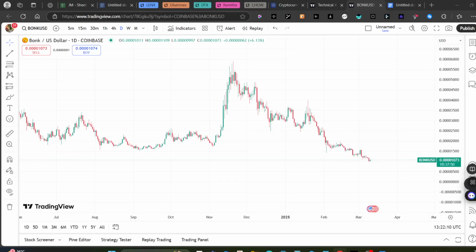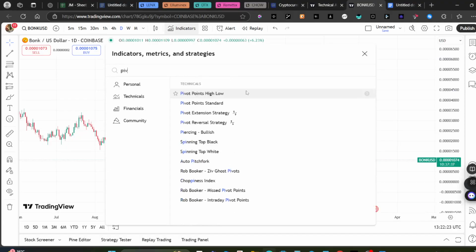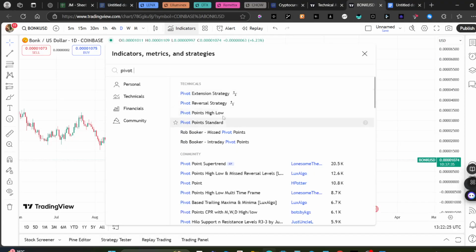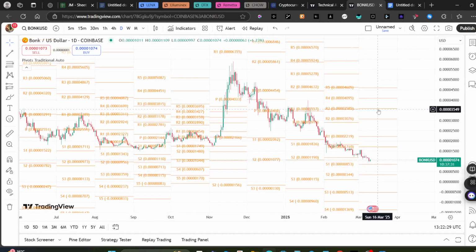All right, let us begin by talking about what pivot points are and why they are so valuable for day trading. I'm just going to add the pivot point indicator right now. All right, here we go.